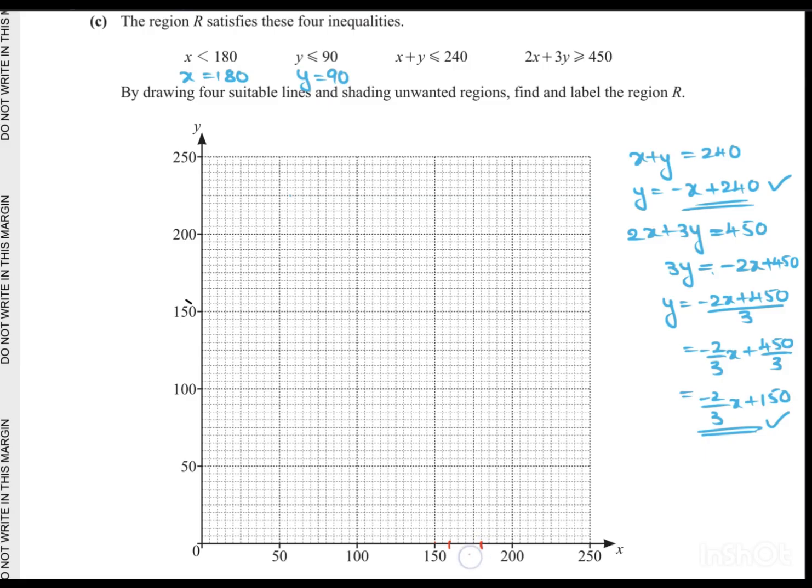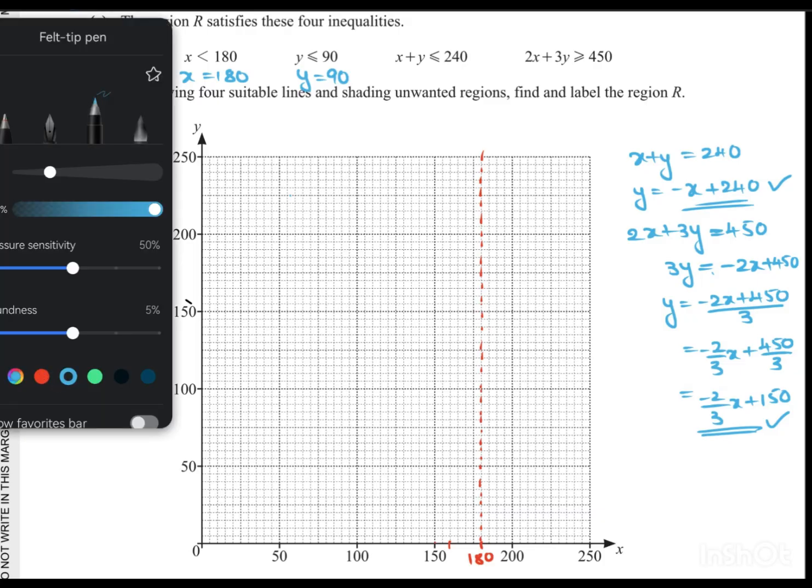This is 180. So taking this 180, because it's just less than, there is no equal to sign there, so we will take the dashed line here. This is the line x is equal to 180.